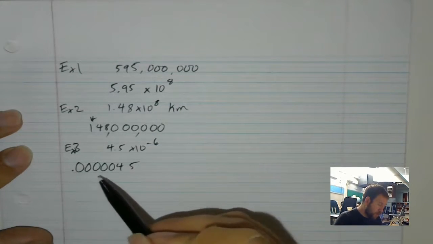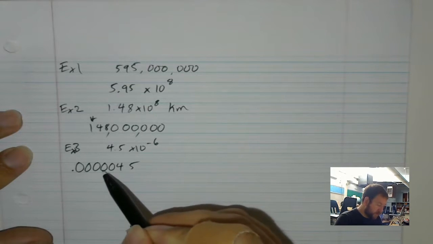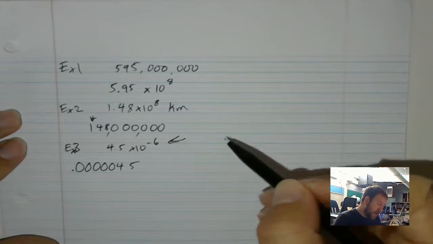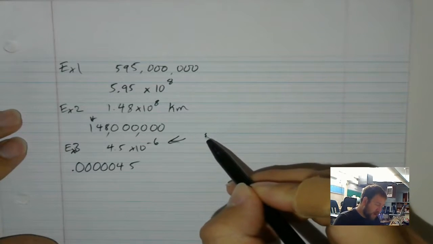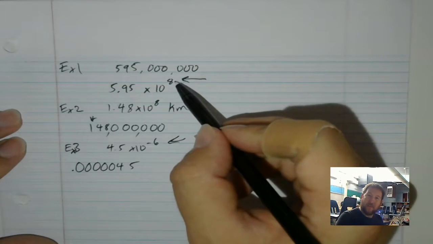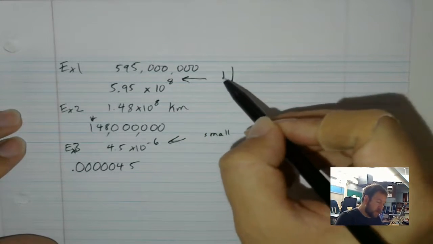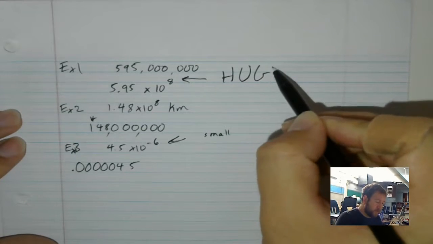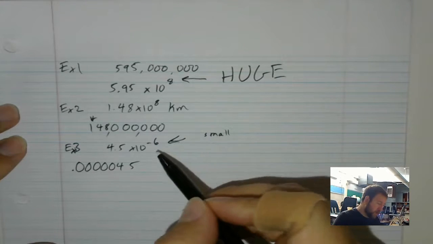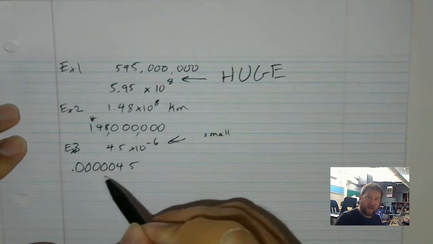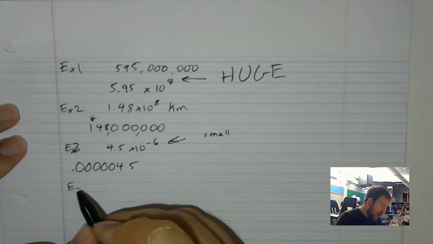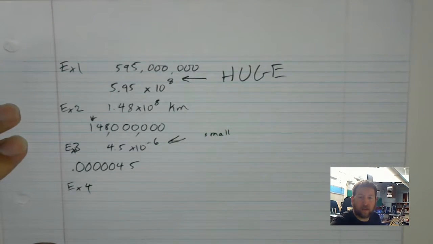So I have 0.00000045. This number is very small. When you see a negative like that, it's going to be very small. When you see a positive number like this, that number is going to be huge. Those are one big clue that we can see. Because when we multiply by a negative like that, we are making this number incredibly small. We are going to go way into decimals to get that correct.